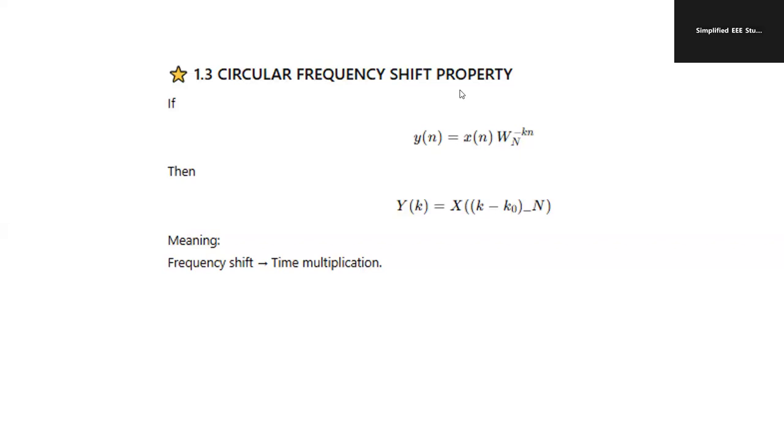Circular frequency shift. What is another property of DFT? That is circular frequency shift. We have y of n equal to x of n into W_N raised to minus k naught n. Therefore, Y of k can be written as X of k minus k naught mod N. So this property is known as the circular frequency shift property. So frequency shift is converted into time multiplication. That is actually the main content. This is actually the theory portion.